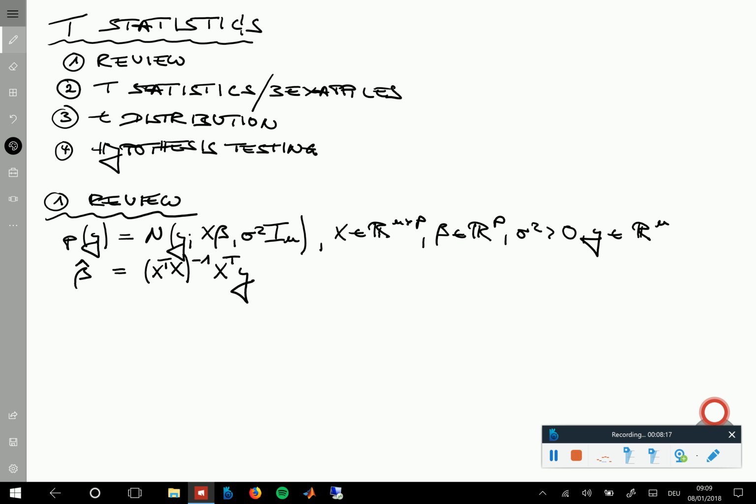I'm just trying to see how much these kind of things have consolidated. So the likelihood is the probability of the data as a function of the parameter.